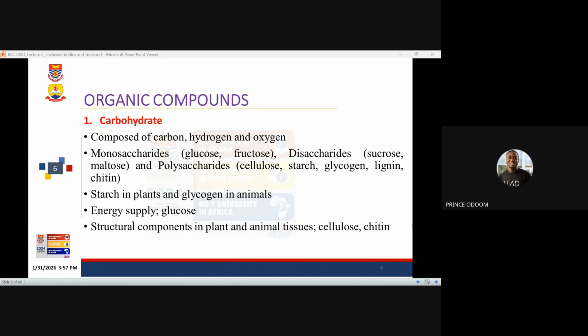Then the structural component in plant and animal tissue. So we look at cellulose in plants, chitin in what? In fungi. Then the other one is peptidoglycan in bacteria. So let's take notice of that. Any question on carbohydrate? Can we proceed?